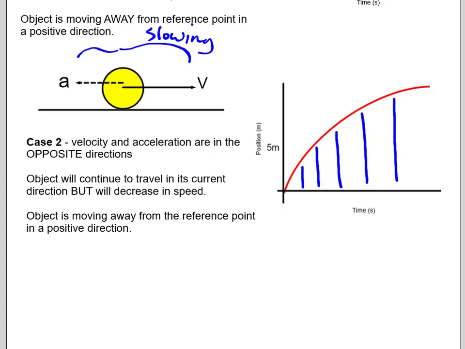You can have an acceleration that opposes your velocity, which means you're accelerating in the opposite direction, and that takes away from your velocity. So you're going to slow down until you reach 0, and then you have to figure out if you're going to go back the other way or if you've just come to a stop. So this is the slowing down case.